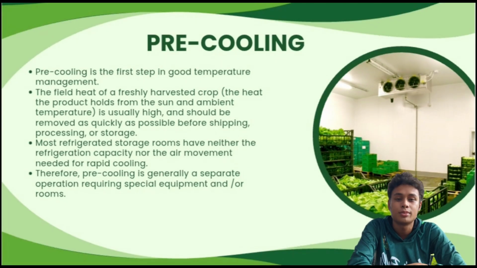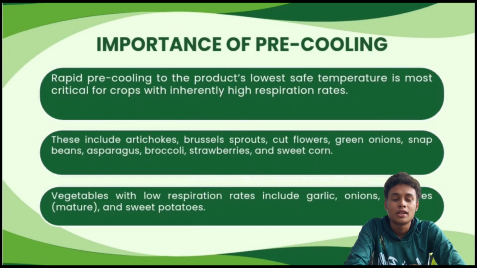So in simple terms, pre-cooling helps slow down respiration, reduce water loss, and preserve the quality of the crops before storage or transport. And next is the importance of pre-cooling. Rapid pre-cooling is especially important for crops with high respiration rates. Examples include broccoli, strawberries, asparagus, and sweet corn. Mas dali gyud madaot if not cooled quickly. These crops need immediate cooling to maintain their freshness and extend shelf life.